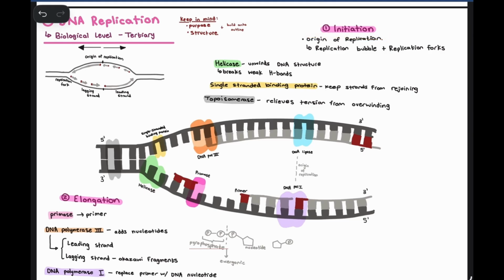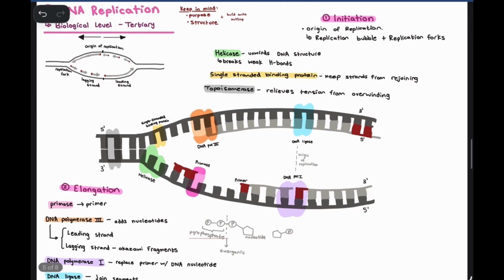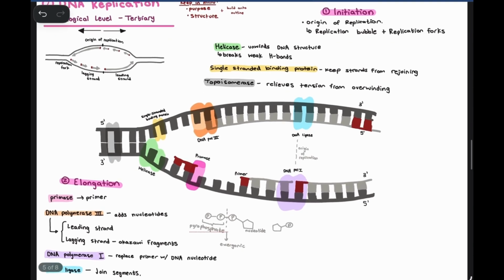Initiation. This occurs at the origin of replication, where the replication bubble and replication forks have formed. Firstly, helicase unwinds the DNA structure. So the double helix structure will be unwound because the helicase enzyme breaks the weak hydrogen bonds, as you can see here.